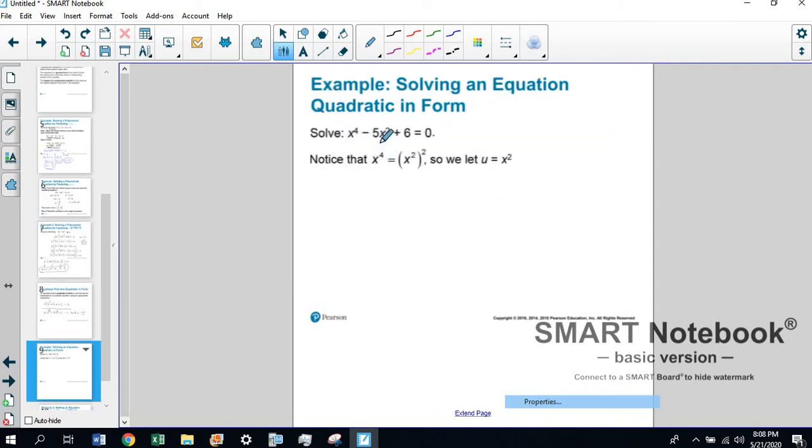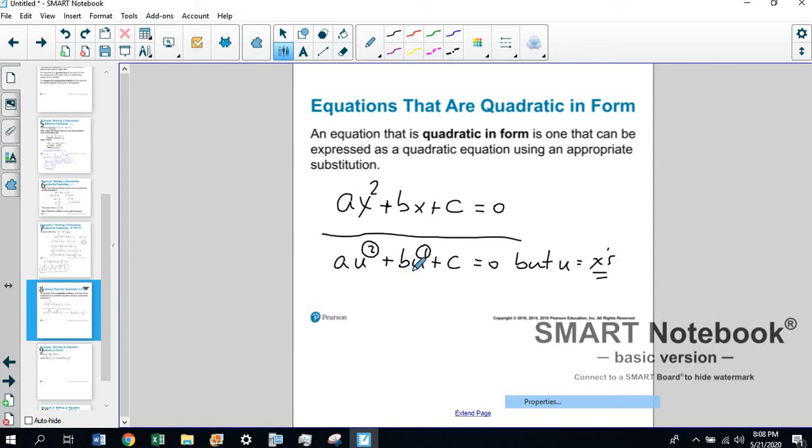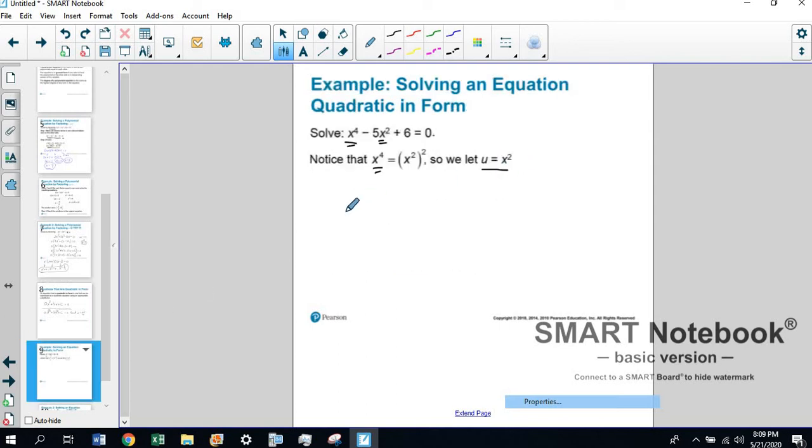Take a look at this problem. x to the 4th minus 5x squared plus 6 equals 0. Now, it's not a quadratic, but x squared is x to the 4th. And so this is x squared squared. This is x squared, twice as much in the power as this one. And so let u equal x squared. Right? We're looking for something that's in this form, au squared plus bu plus c. And so if we let u be x squared, then we get u squared, right? This is u, minus 5u plus 6.